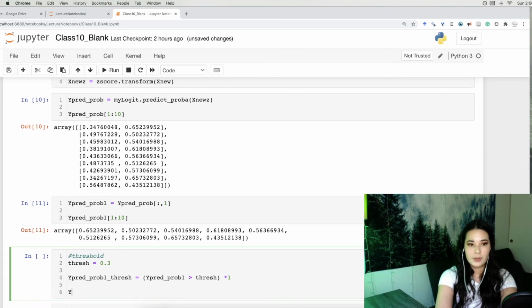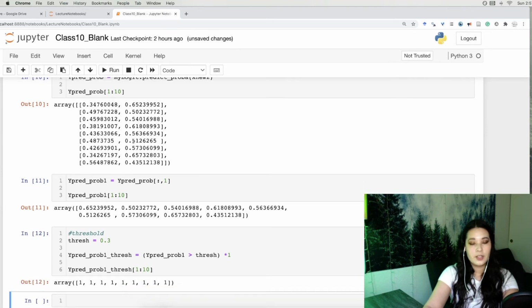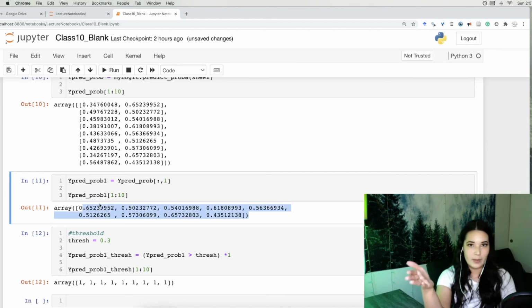Just to give you a look at what this looks like, it'll say y_pred_prob_1_thresh, there we go, and print out the first 10. So you can see that all of them were classified as 1, which makes sense given what we've just seen, since all of them had a predicted probability greater than 0.3.